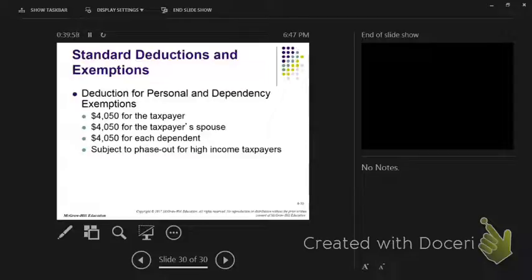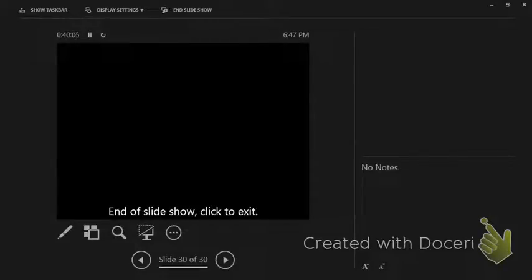Personal exemptions are subject to phase out if you're a high income level individual. And that would be it.